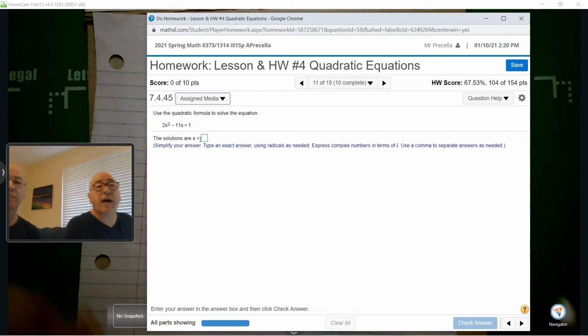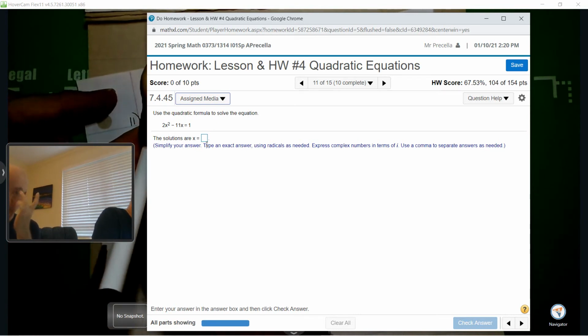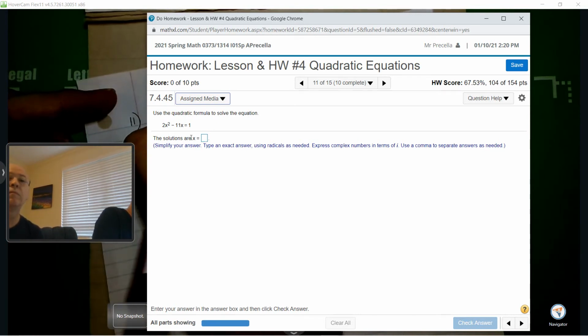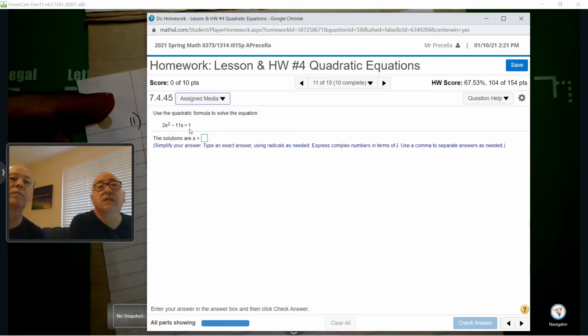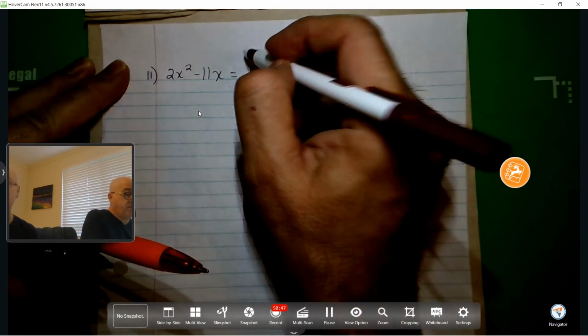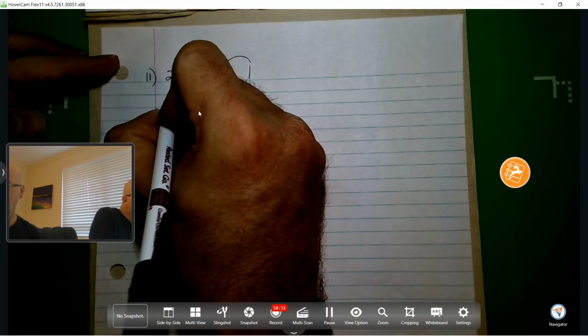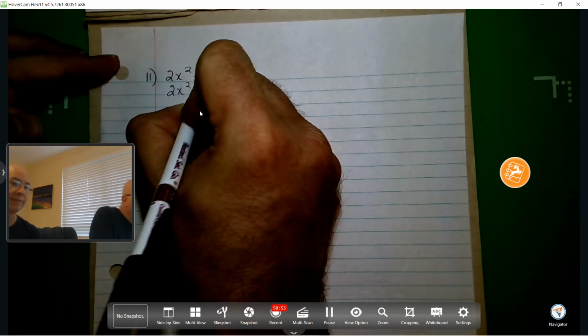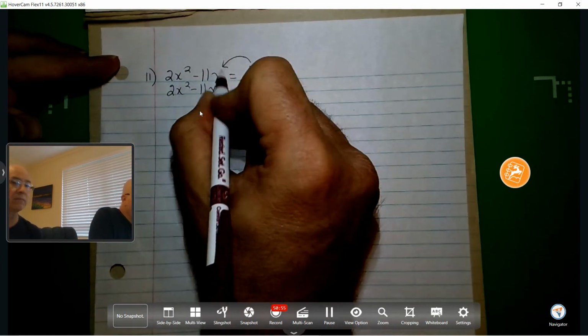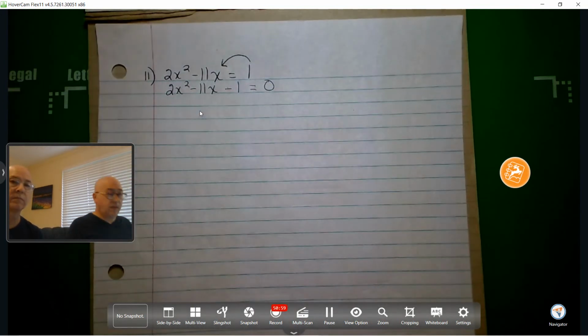2x squared minus 11x equals 1. Let's see, write it. Well, I'm going to have to move the 1 over. 2x squared minus 11x. I'm subtracting 1 from both sides. Equals 0.